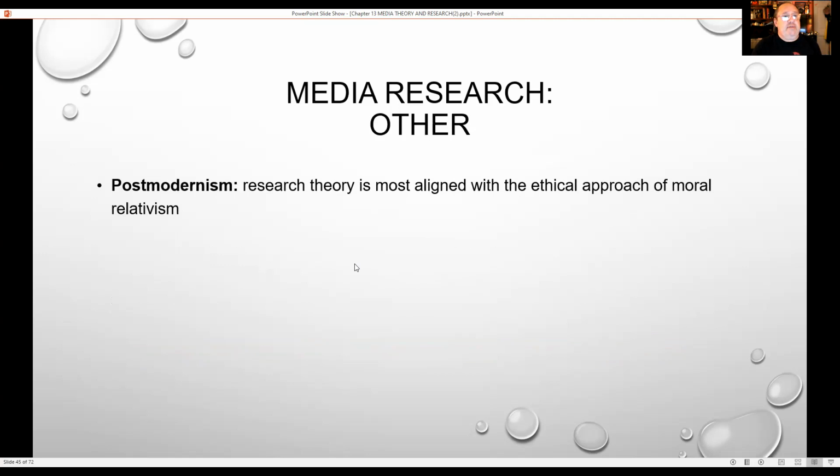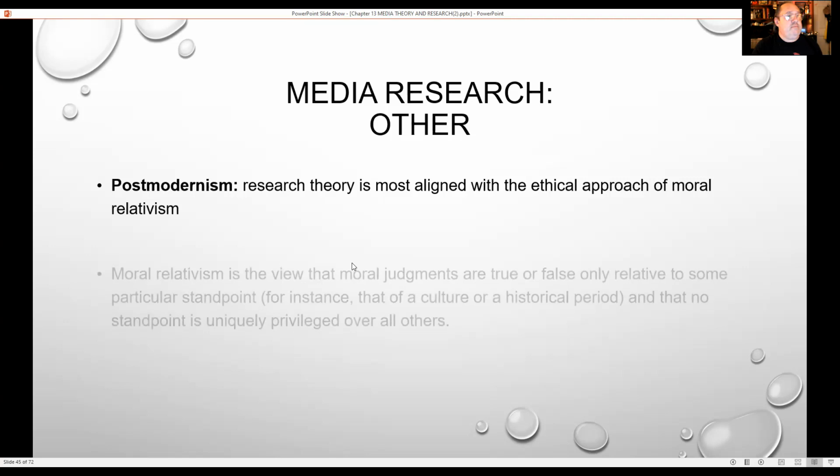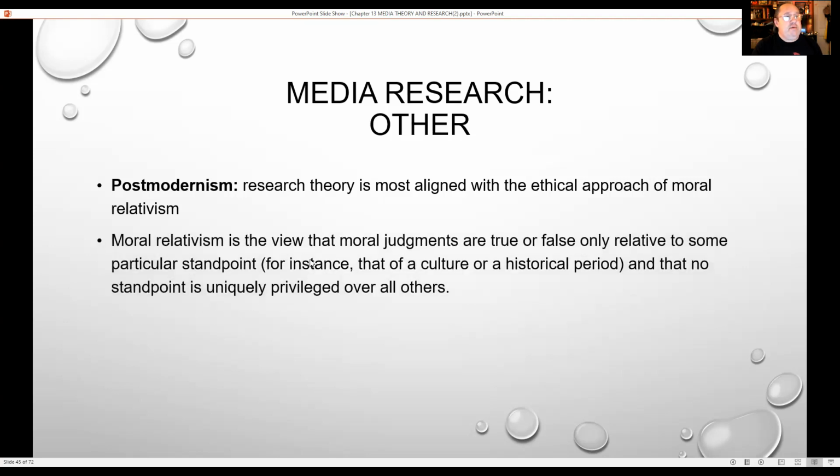Postmodernism is the research theory most aligned with the ethical approach of moral relativism. Moral relativism is the view that moral judgments are true or false only relative to some particular standpoint. We talked about this earlier, didn't we? With absolutes. Is something right or wrong always?